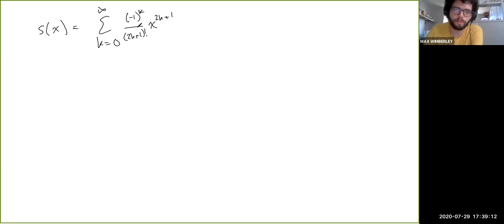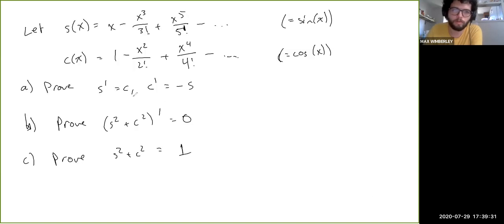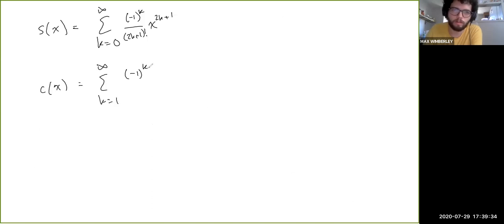Okay, so this is sine of x, and then similarly, cosine of x would be the sum from, let's say, k equals 1 to infinity of negative 1 to the k plus, let's say, k minus 1 over 2k factorial. Oh, actually, sorry. This one should go from k equals 0. So then this should be just k, and this should be x to the 2k.